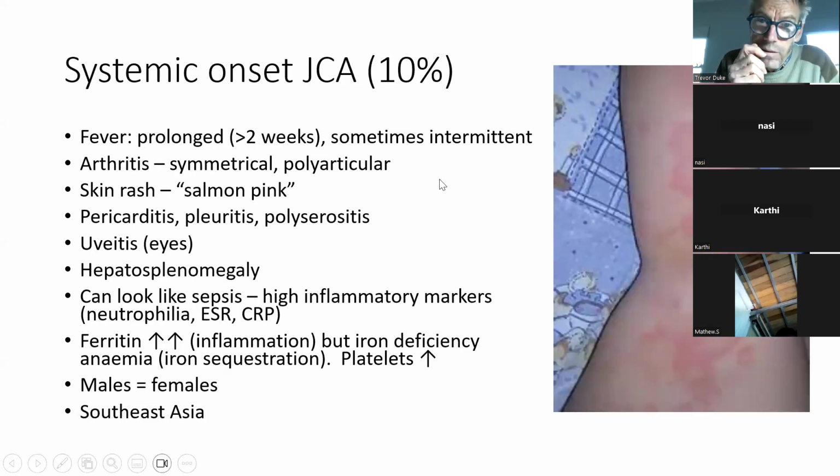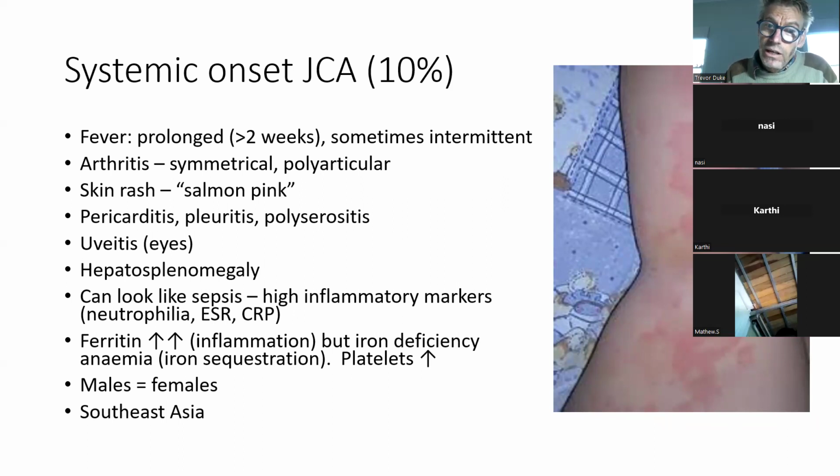I mentioned before systemic onset JCA, and that's quite important. It's about 10% of all juvenile chronic arthritis. And the way to diagnose this is to think about it in a child who's got a chronic inflammatory, prolonged fever. And these children generally have a fever for more than 2 weeks. Sometimes it's all the time, but sometimes it's intermittent as well. It may come and go each day, but it's usually present, a high fever above 38 degrees.